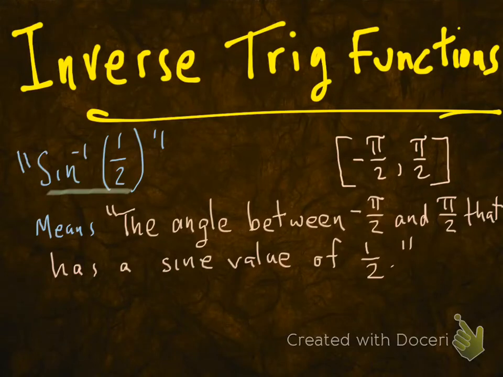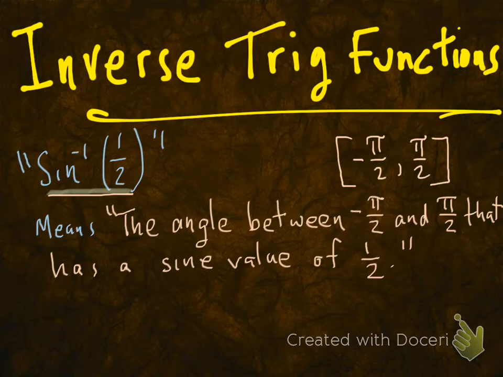Hello again. This video, as the title suggests, will concern itself with the inverse trig functions. We ended class today with this statement up on the board. When you see something like sine inverse of 1/2, that means the angle between negative pi over 2 and pi over 2 that has a sine value of 1/2. Essentially, we're looking for the angle that has a sine of 1/2. That's what this statement means.